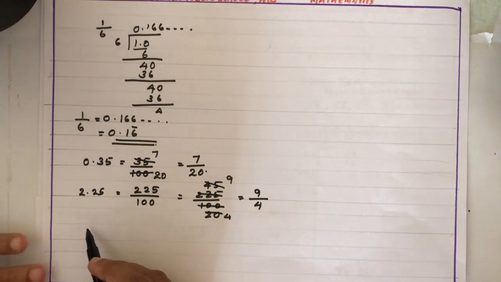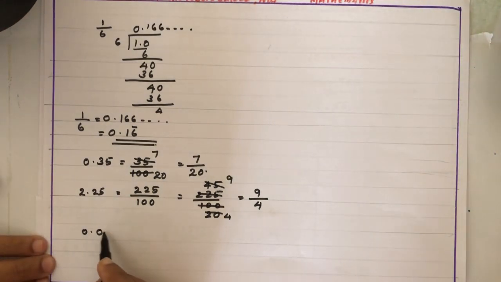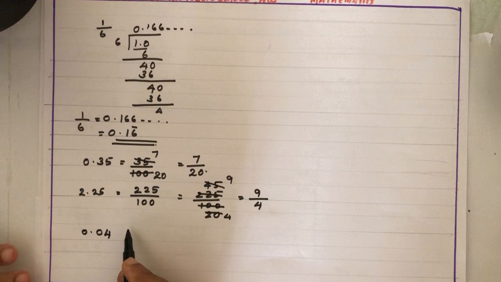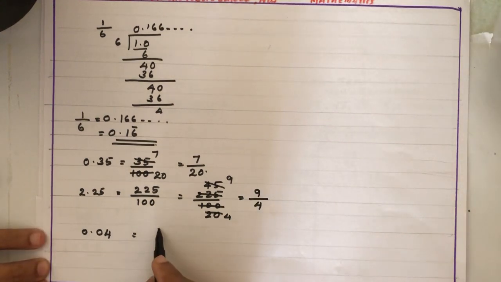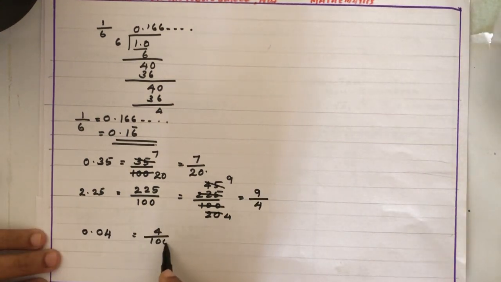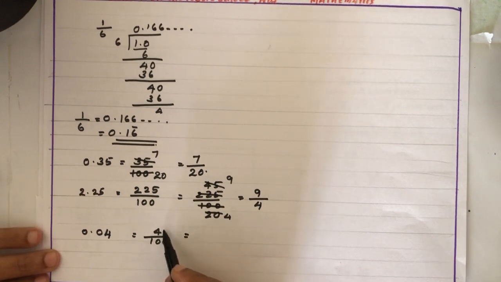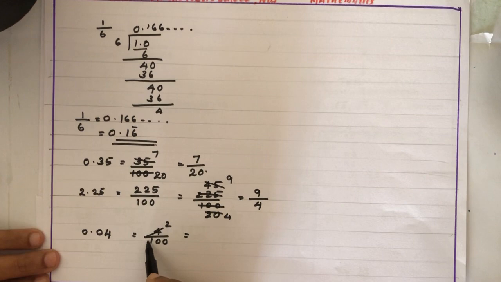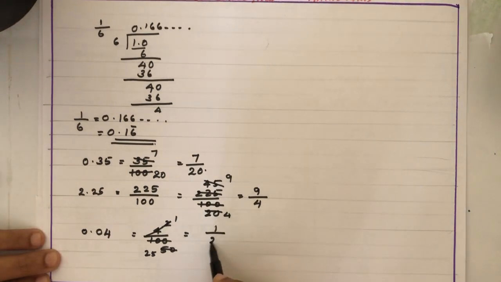Consider another number, 0.04. It is 4 by 100. Here both are divisible. We can divide by 2, then again we can divide by 2. So it is 1 by 25.